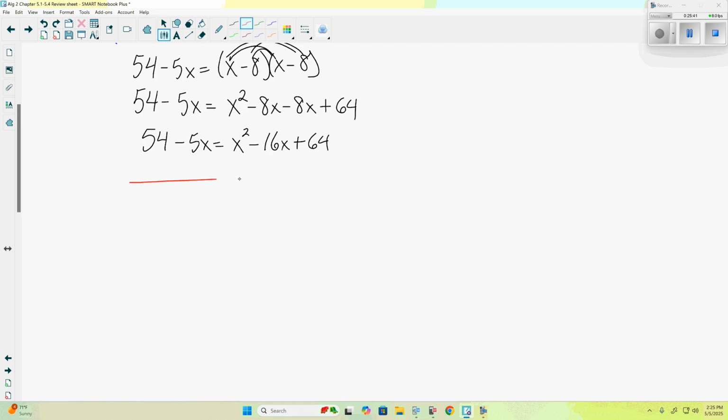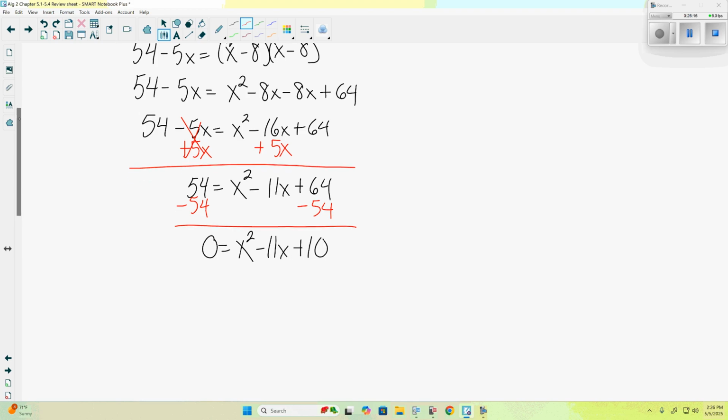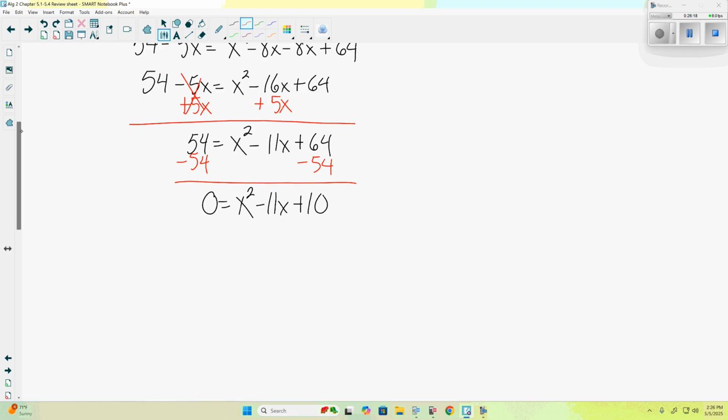Now, we do have a squared variable and a variable to the first power, so we'll need to get this equation equal to 0. What can we do first? Yeah, we can add 5x, telling us that 54 is equal to x squared minus 11x plus 64. Subtract 54, telling us x squared minus 11x plus 10 is equal to 0.